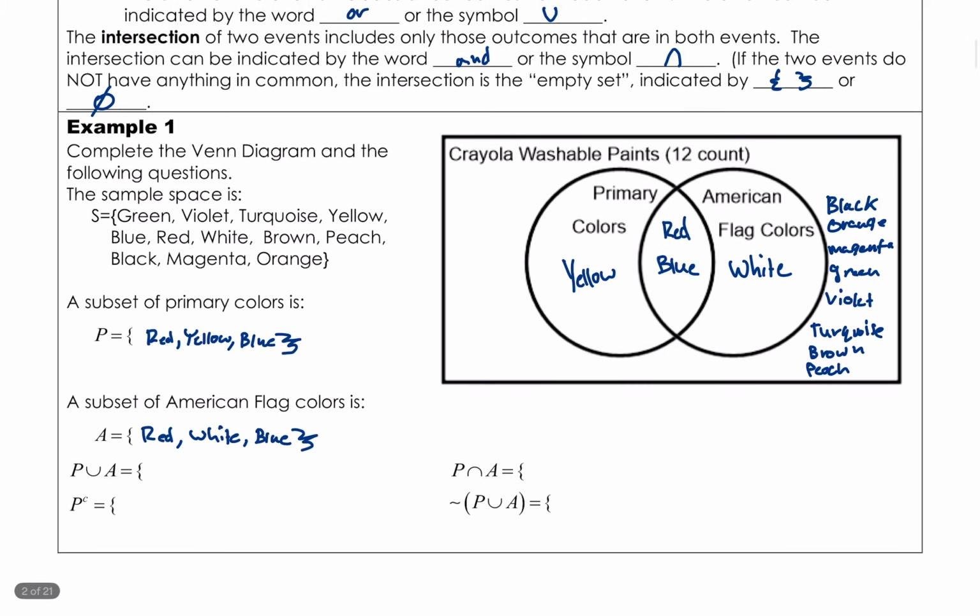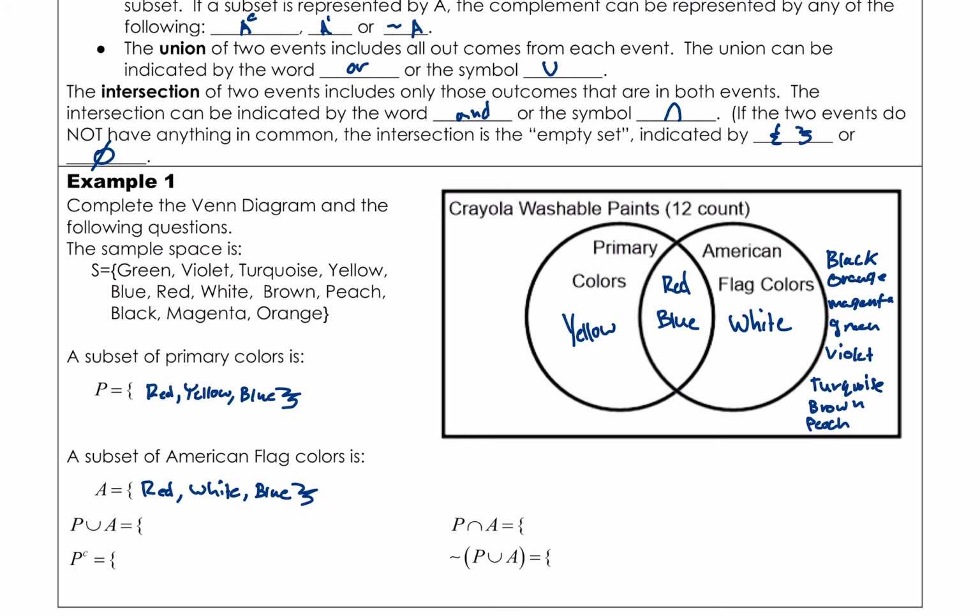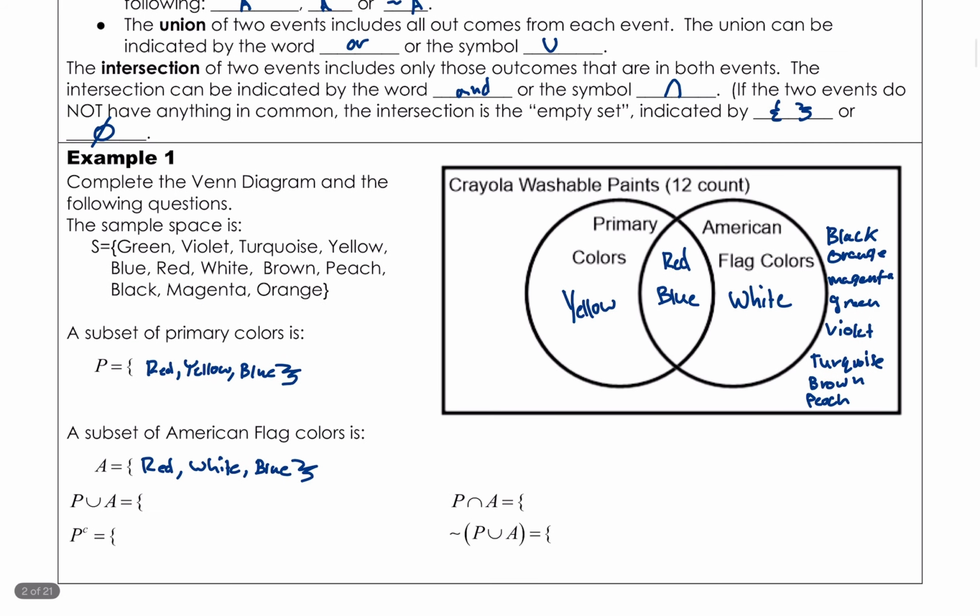Okay, so that's going to be anything in the primary colors, anything in the American flag colors, and anything in the middle. Okay, so I'm going to write down all of these colors. We've got yellow, we've got red, blue, and white. That's our union.